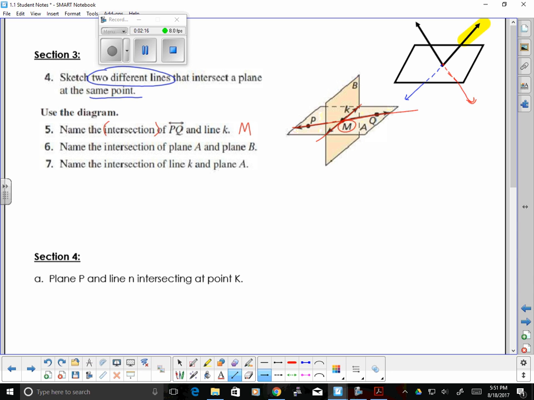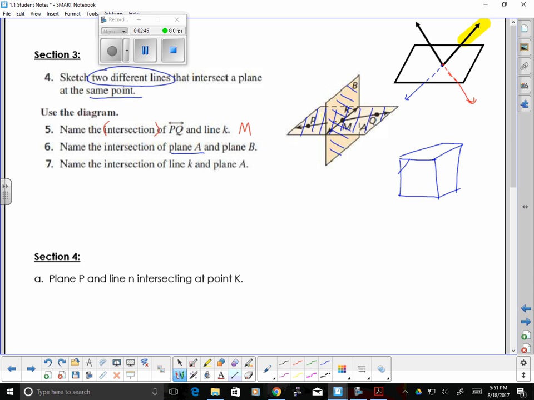All right, name the intersection of plane A and plane B. Okay, now we're talking about plane A, so we've got all this flat surface, and plane B, which is all this. Well, when two lines meet, you get a point, but when two planes meet, it's very much like that cube that we had earlier. If I think about this side and this side meeting, where do they meet? Well, they meet right along this edge.